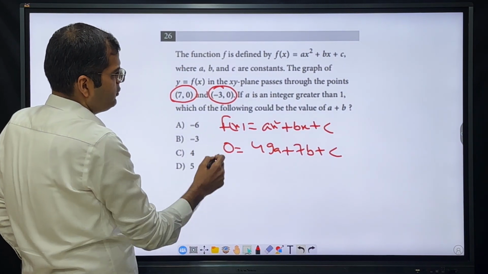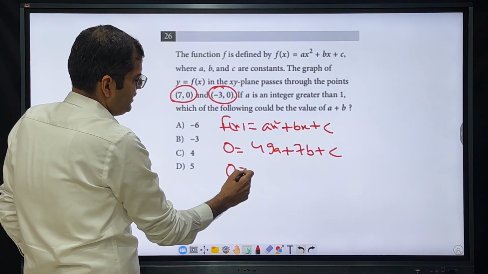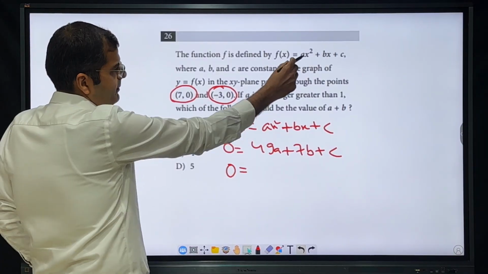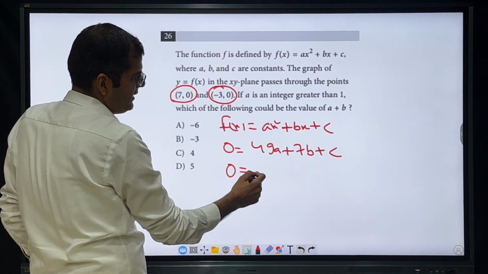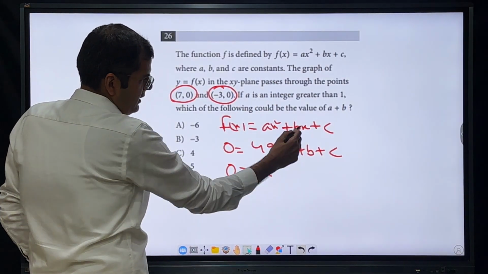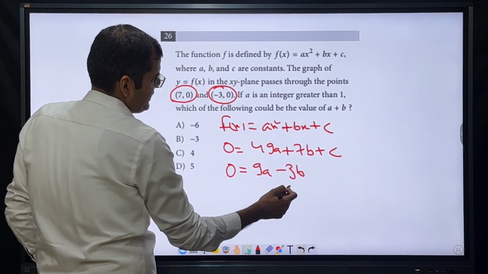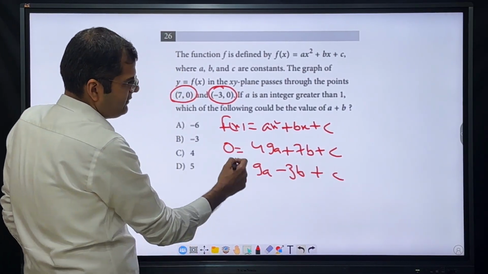Similarly, the graph passes through minus 3, 0. So f of x is 0 when x is minus 3. So again put x as minus 3 here. A into minus 3 square, that is 9a. Then minus 3b, because x is minus 3, plus c. So I have these two equations.